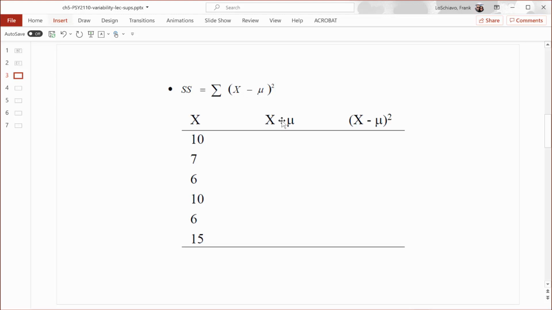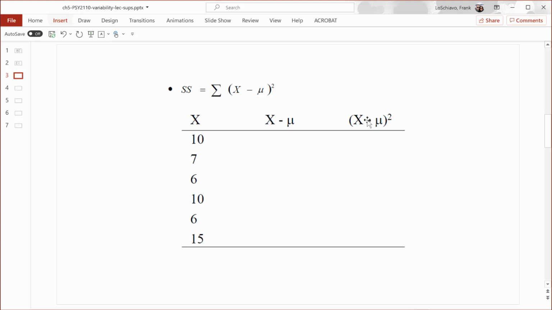That'll be this column right here. And then I'm going to need to take those deviation scores and square them. That'll be this column right here. And once I find a list of values for that column, then I can sum them up. Then I will know the sum of the squared deviation scores, which is the basis for computing variability. It is a basis for computing the standard deviation.